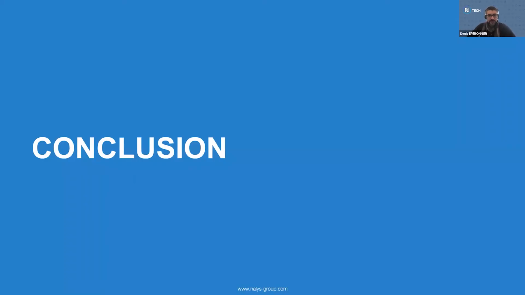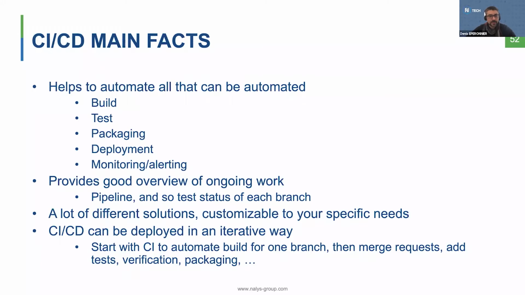Okay, and that brings me to the last part, the conclusion. What can we actually highlight from this? The main facts about CI/CD: those systems can help to automate all that can be automated. Again, build, test, packaging, deployment, monitoring, alerting. Anything that can be automated should be automated, whether you have some code generation with a specific tool or just the usual build. All of this which can be automated should be.